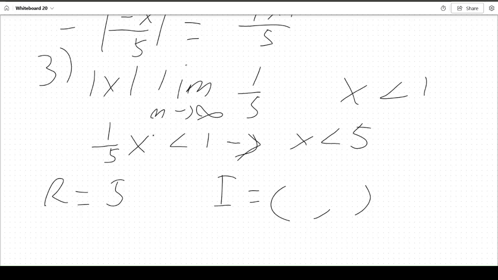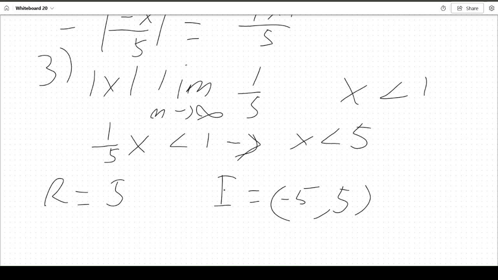So we can plug in negative 5 and 5 because if you plug in negative 5 here, it'll be 5. And when we multiply with 1 over 5, it will be 1, right? And if we plug in 5 for x and multiply with 1 over 5, it will be 1. So basically our interval of convergence has to be equal to 1. So this will be negative 5 and 5.